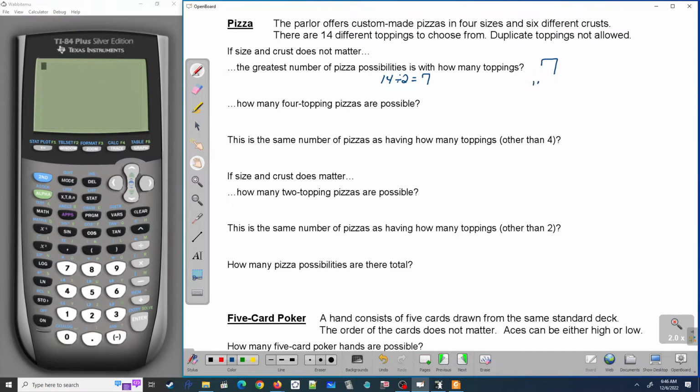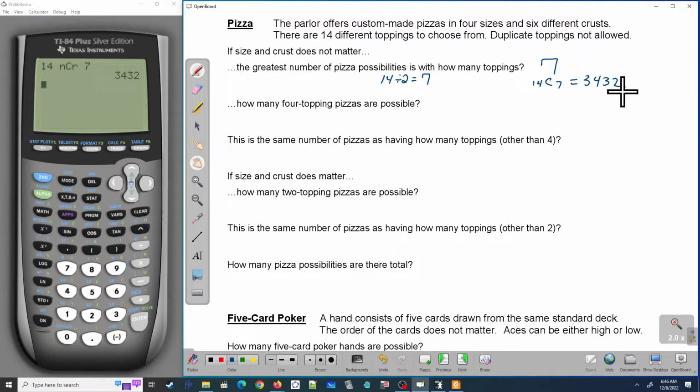And if I do 14C7 on the calculator, 14, math, come over here to probability, and C7, you will see that there are 3,432 different ways of having a 7-topping pizza, assuming no duplicates.